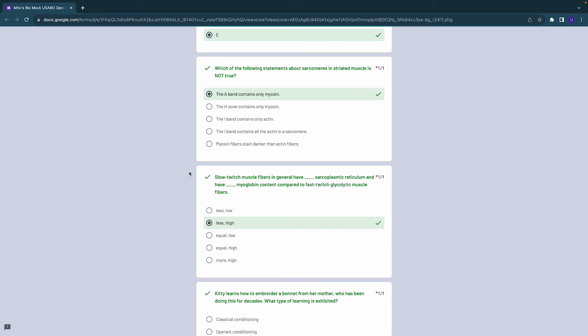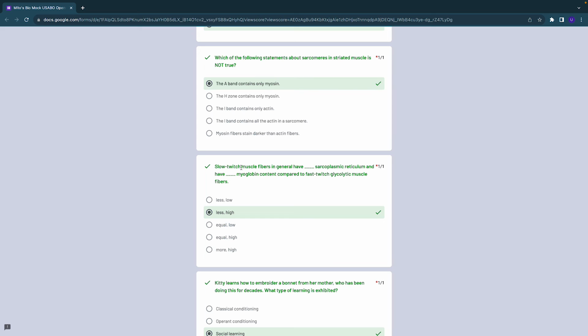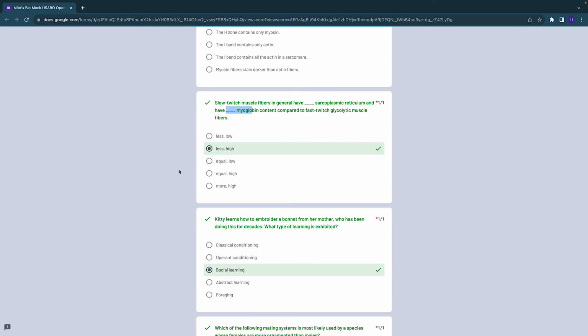This one, basically slow twitch muscle fibers have less sarcoplasmic reticulum. That's why they twitch so slowly, right? Because they're able to hold that longer, more sustained contraction. And they have higher myoglobin content because they have more of a need for oxygen, since slow twitch muscle fibers are all oxidative, so they all use cellular respiration, compared to glycolytic muscle fibers that don't depend on oxygen content. So we're going to have a lot more myoglobin when we need to use oxygen, right?